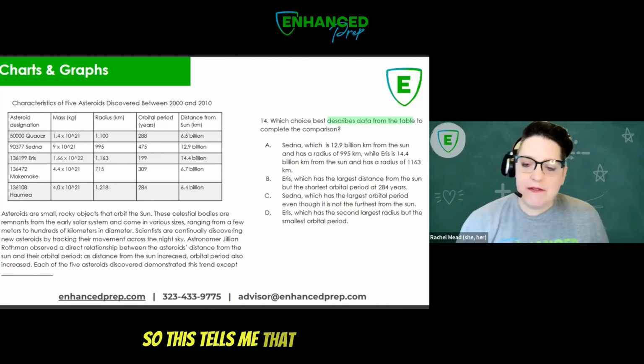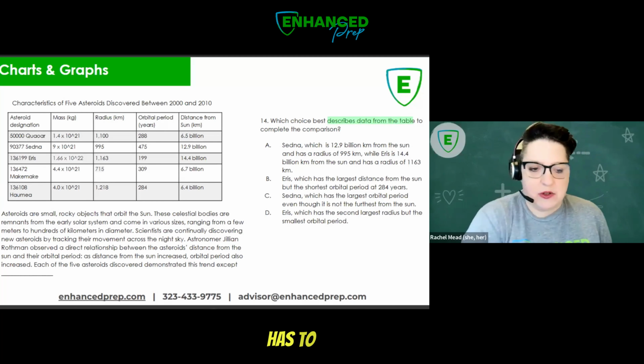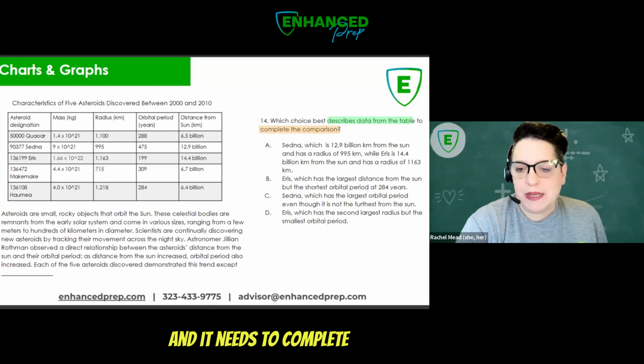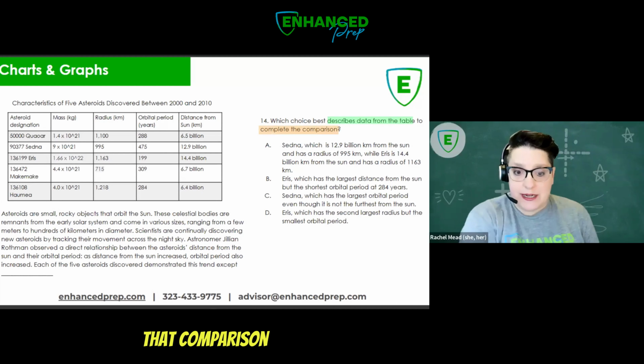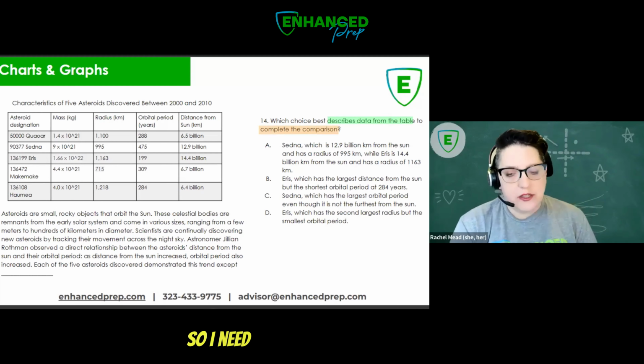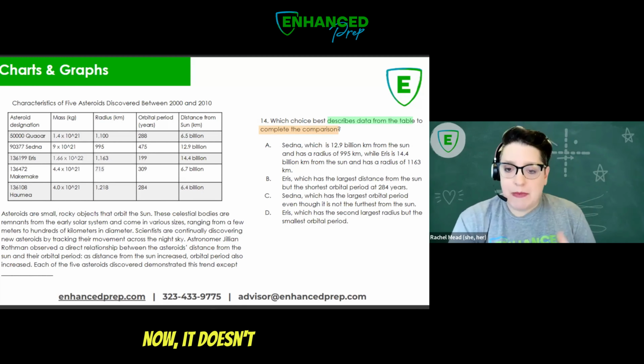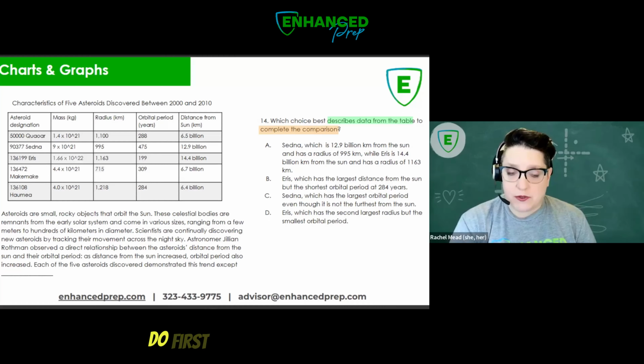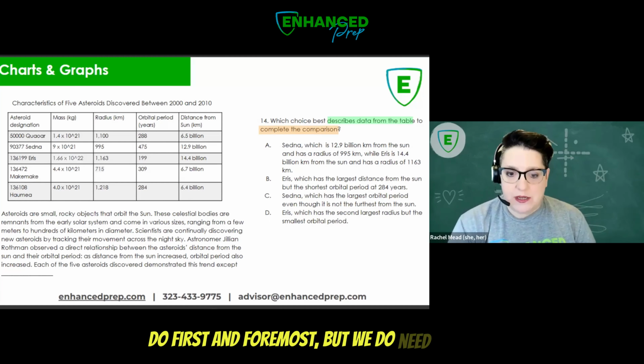So this tells me that information from my table has to be true, and it needs to complete the comparison. That comparison is going to be coming from my reading comprehension portion. So I need to do both of these things. Now, it doesn't matter which one we necessarily do first and foremost, but we do need to make sure that we're working on both pieces of this.